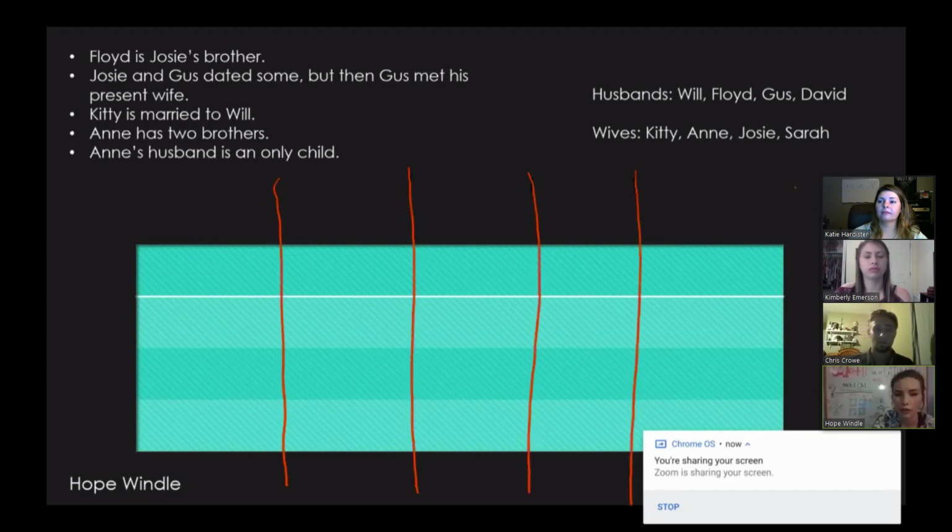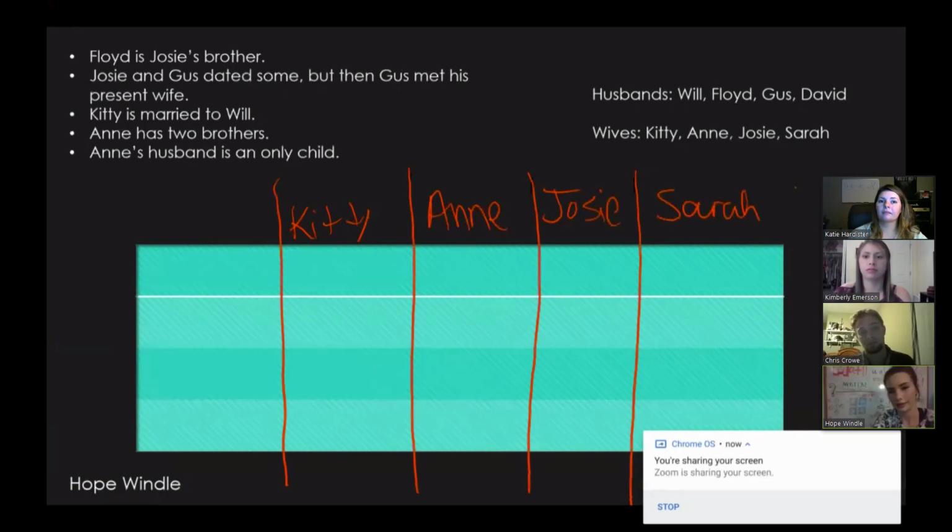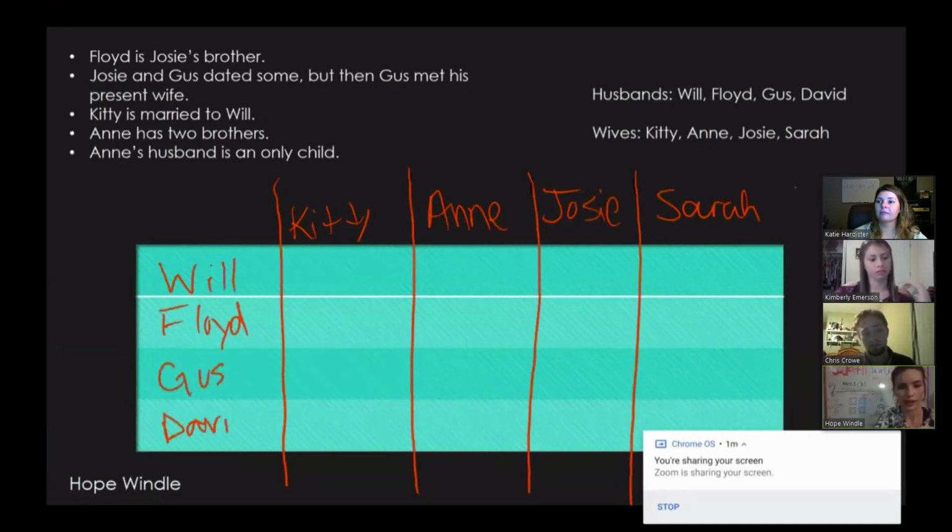So we're going to create a chart. We're going to add the wives at the top. Their names are Kitty, Josie, and the husbands' names are Will, Floyd, Gus, and David. Okay, and this is going to be our first step to solve.